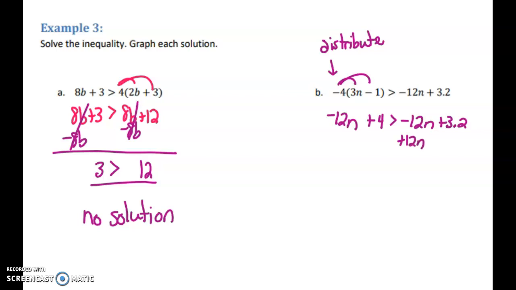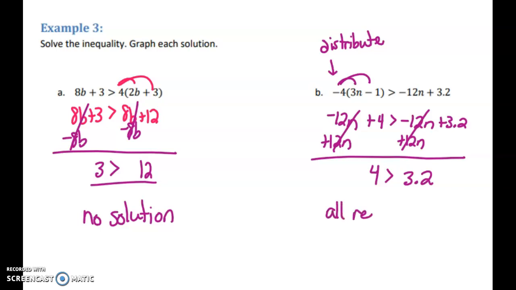I'm going to add 12n so that I move it to the left. So once again, weird things happen. The variables simplify out, and I'm left with 4 is greater than 3.2. So you ask yourself, is that true? Is 4 greater than 3.2? Yes, it is. So you put all real numbers, or the symbol for all real numbers is this capital R with 2 legs. That's the symbol for all real numbers if you prefer to use it.